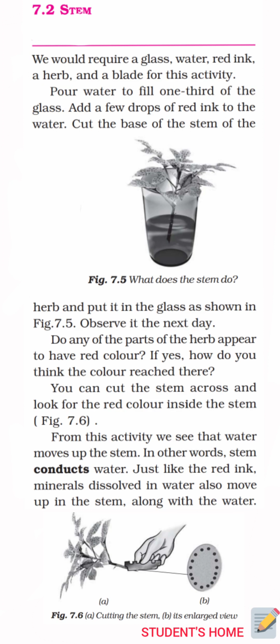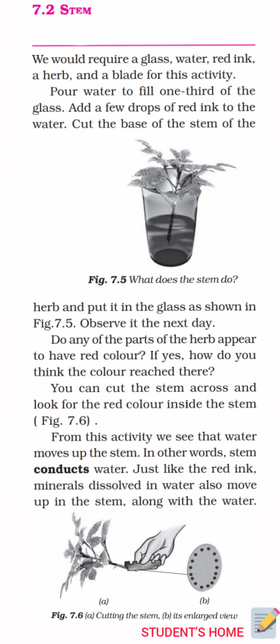Do any parts of the herb appear to have red color? If yes, how do you think the red color reached there? You can cut the stem across and look for the red color inside the stem. From this activity, we see that water moves up the stem. In other words, stem conducts water. That means stem allows the water to pass through it. Just like the red ink, minerals dissolved in water also move up in the stem along with the water.